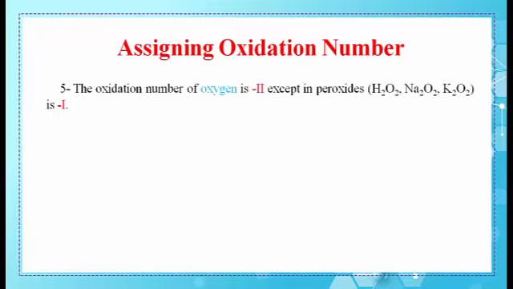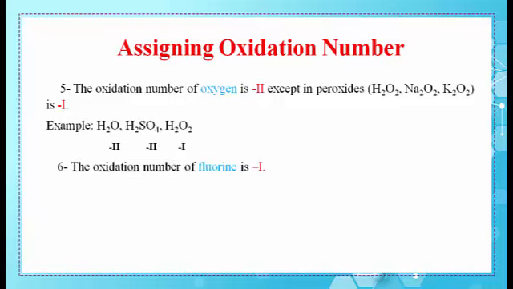The oxidation number of oxygen is -2 except in peroxides. The peroxides, which are H2O2, hydrogen peroxide, Na2O2, sodium peroxide, and K2O2, potassium peroxide, it is -1. Examples: in H2O, the oxidation number of oxygen is -2. In H2SO4, it is -2. In H2O2, since it is a peroxide, the oxidation number of oxygen is -1.